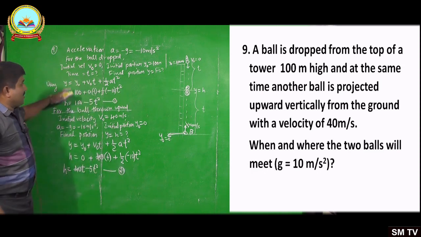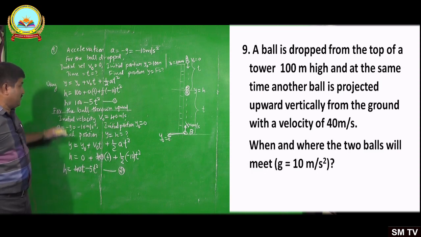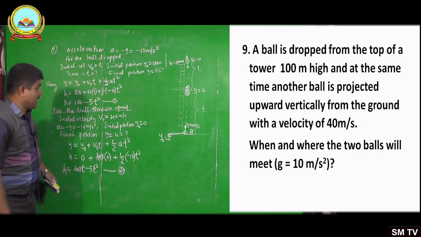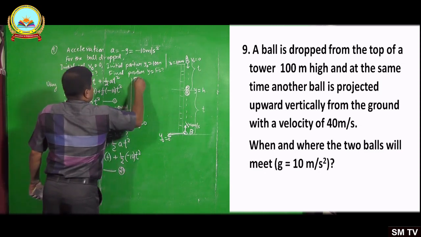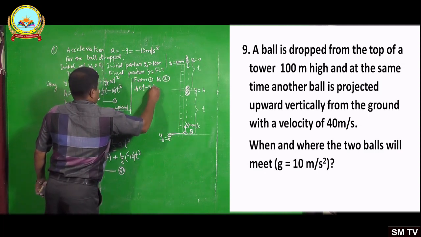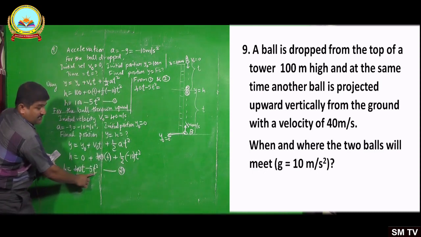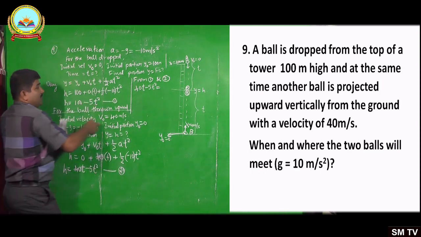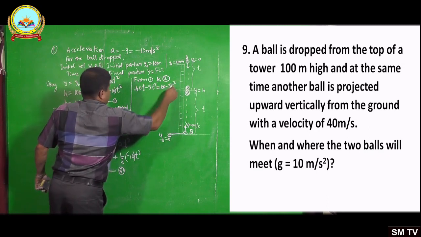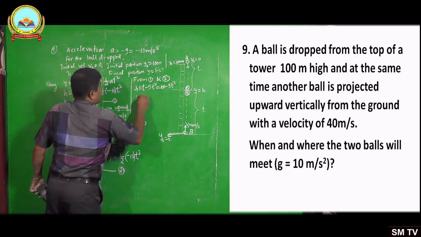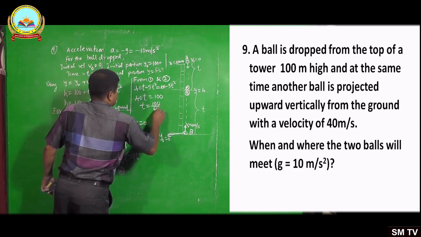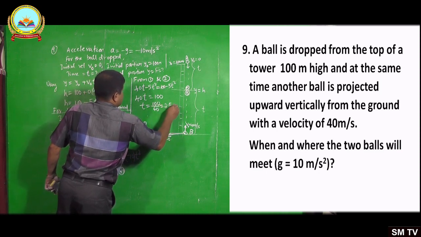Now the job is to solve equation 1 and equation 2. Observe carefully, here h is there, h is there. So LHS is same means RHS must be same. Therefore, from 1 and 2, 40t minus 5t square equal to RHS of the second equation I wrote, that should be equal to RHS of the first equation. So that is 100 minus 5t square. So now 5t square cancels. So what I get, 40t equal to 100. So t equal to 100 by 40, that is equal to 2.5 seconds.